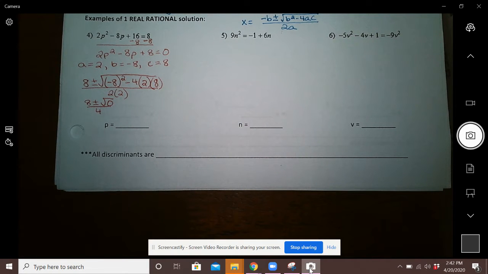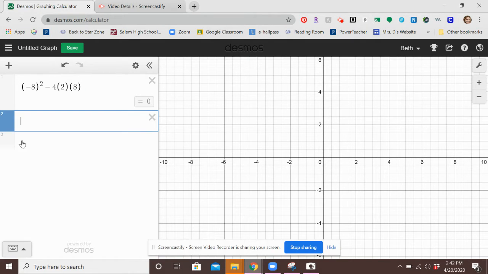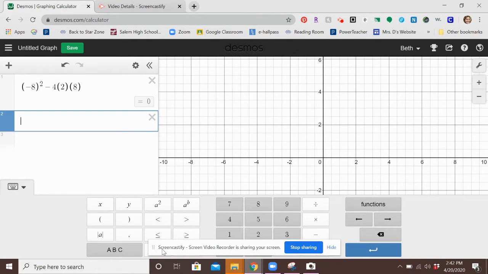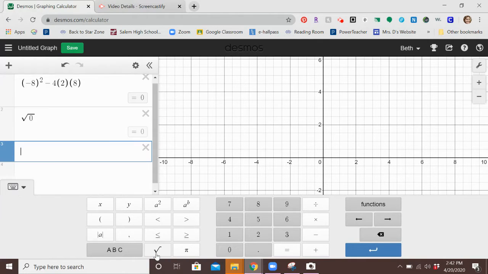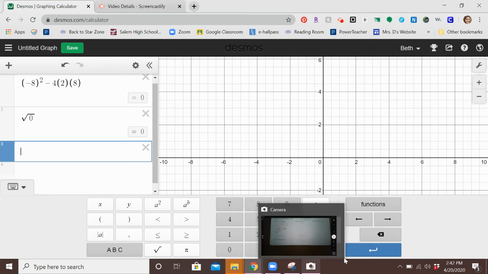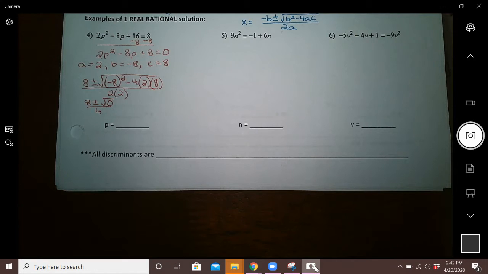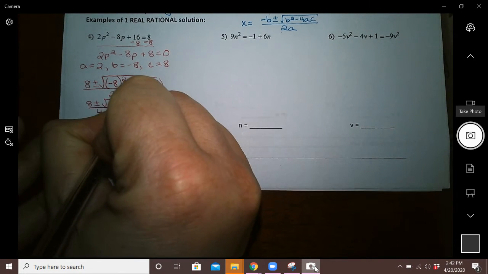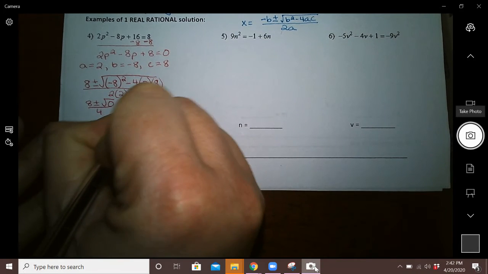I don't think I need to show you this. I think you know that the square root of 0 is 0, but if you are kind of stuck in a habit and you just need to use Desmos to remind yourself, go ahead and take the square root of 0, but of course it's 0. So I will have 8 plus or minus 0 over 4.